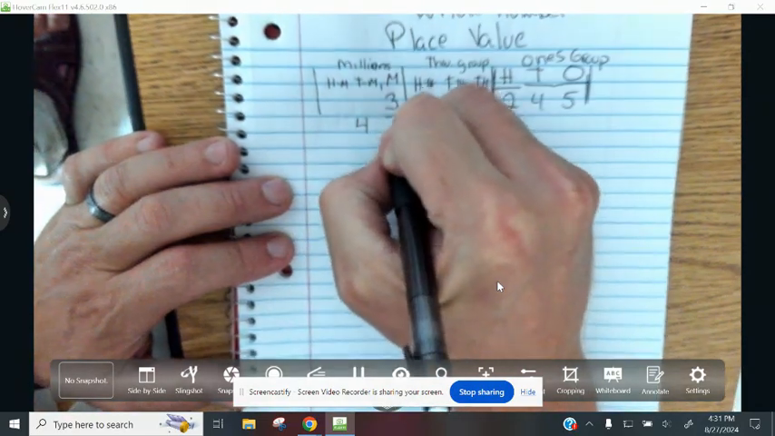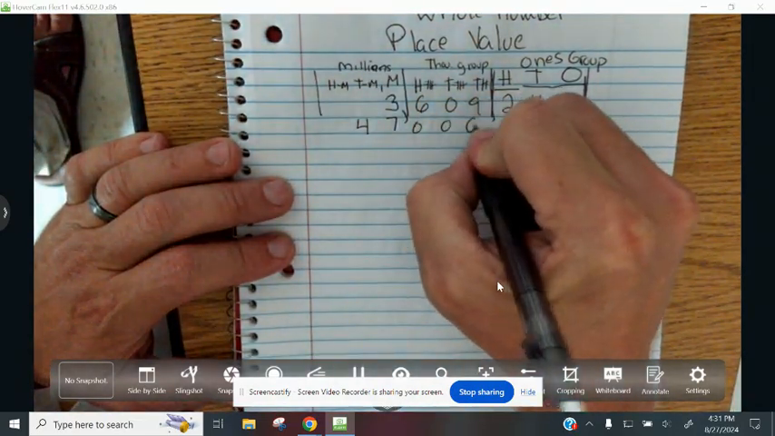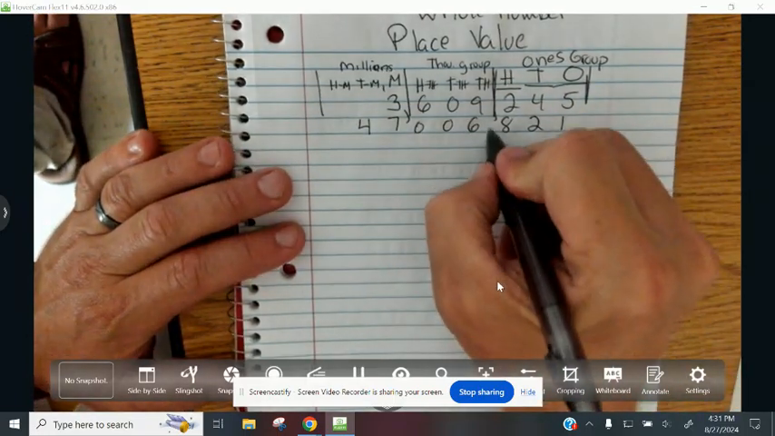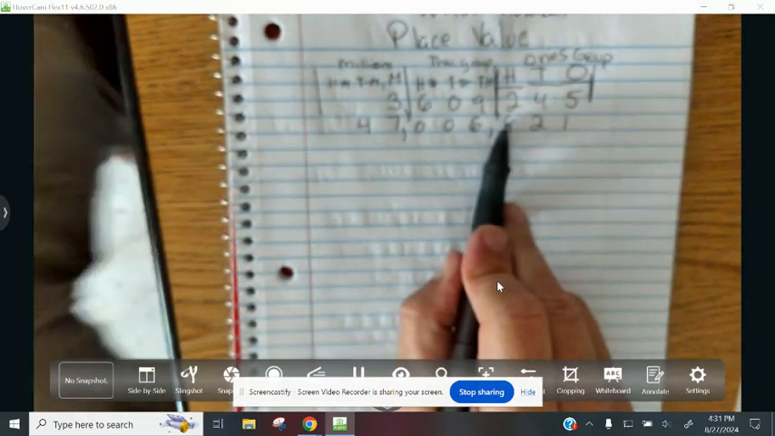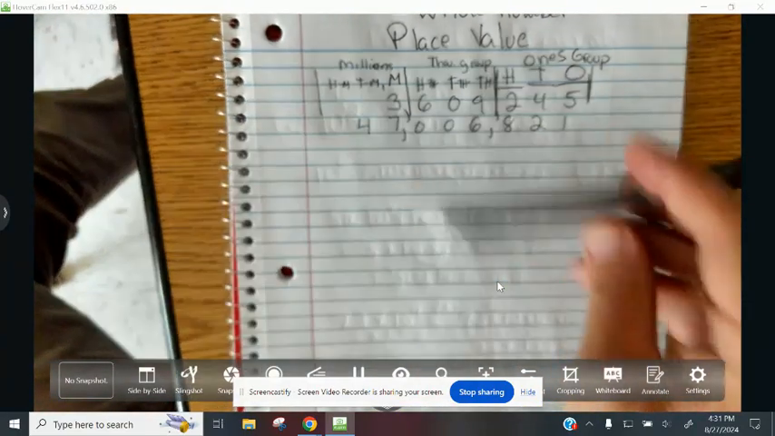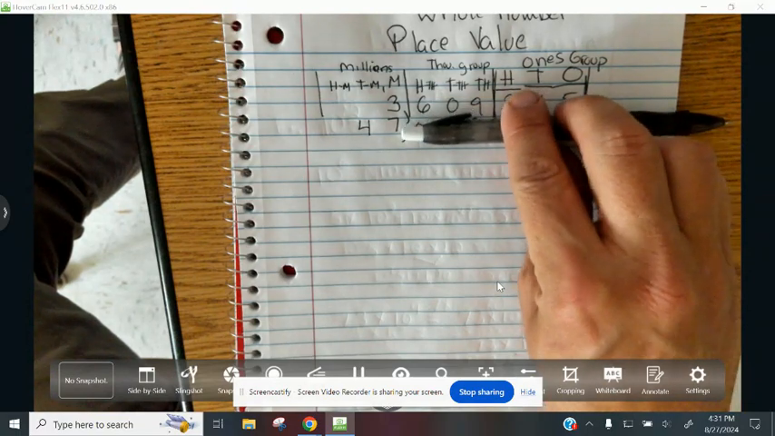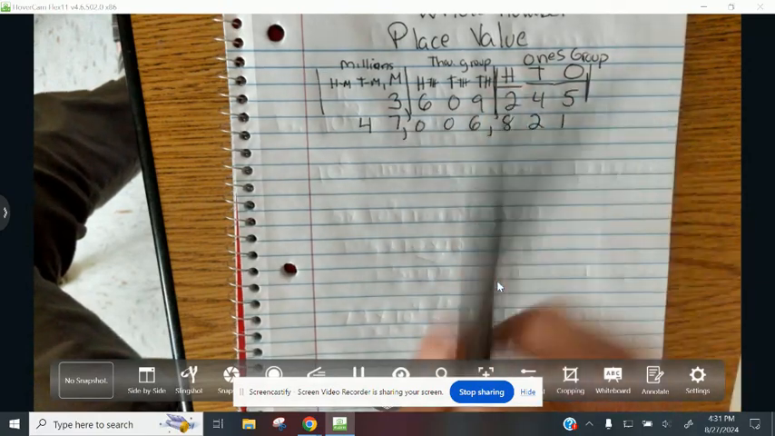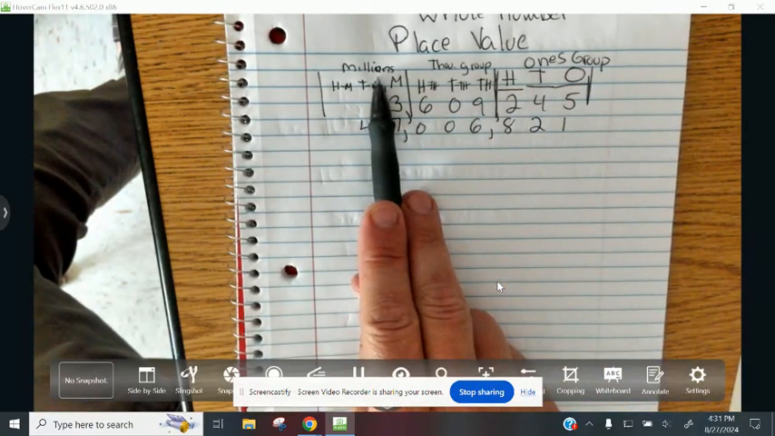So if I was going to read another big number, I'll just put it right under here. 4,700,681. And I'm going to add my commas in, where the group splits off. So again, now cover everything up except the farthest group. And we're in the millions again. So read that number. What number do you see there? You should see the number 47. It's technically 47 million.